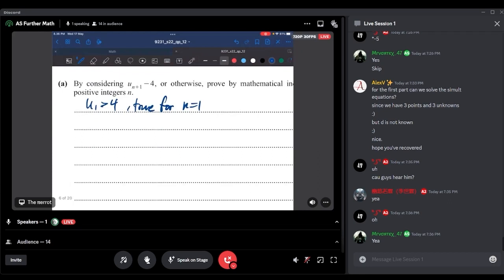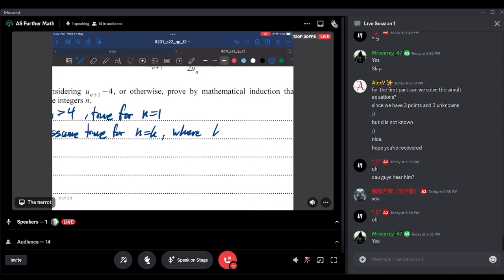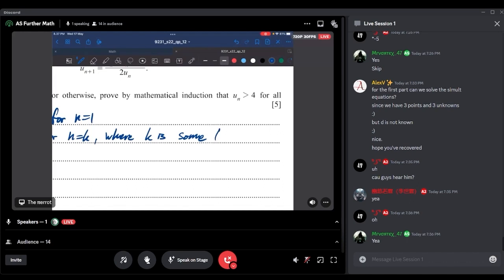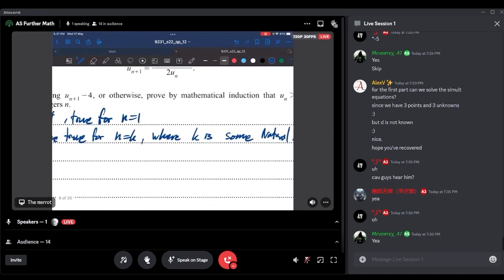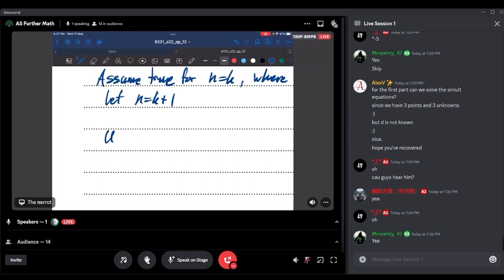Now we assume that it is true for n equal to some integer. So assume true for n equal to k, where k is some natural number. And now we have to verify the k plus 1 case. So let n be k plus 1. Now we have u of k plus 1.